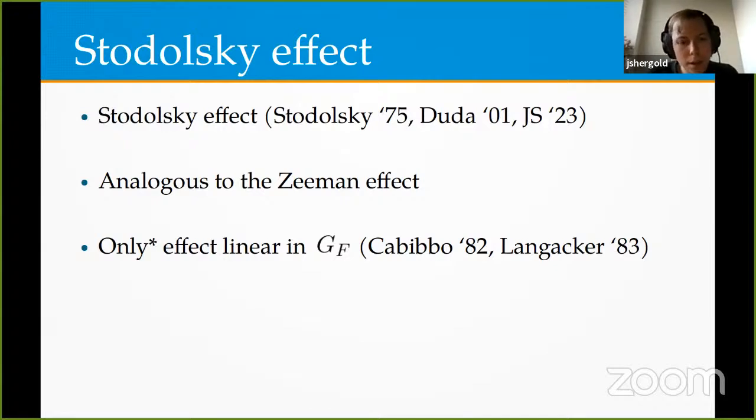Now, I put this little asterisk next to the word only, because there were some proposals very early on that suggested there were other effects that were linear in G Fermi. These were later shown to be unlikely to exist purely because there needs to be some sort of spatial gradient in the CNUB in order to actually have these effects.